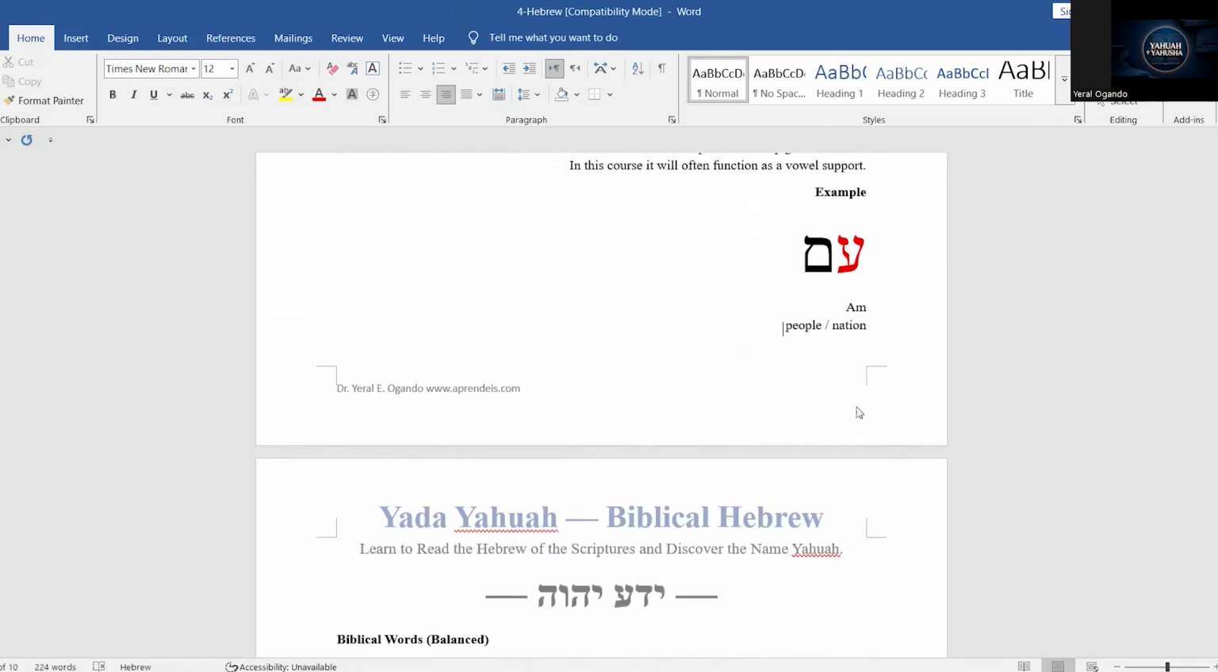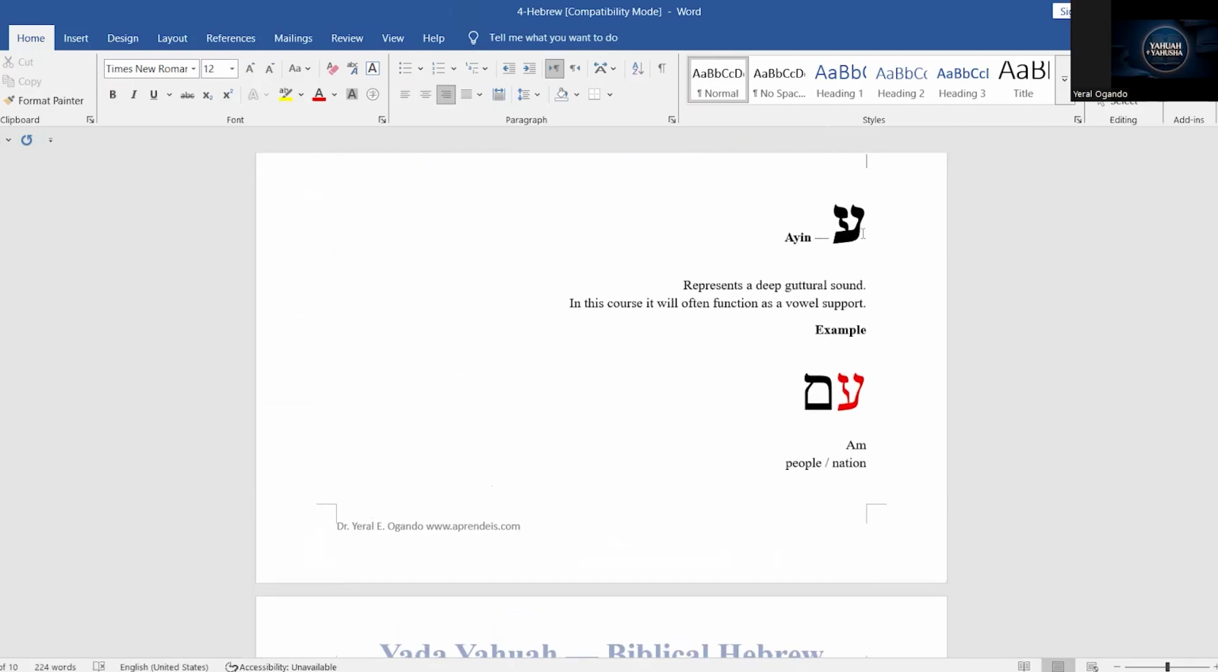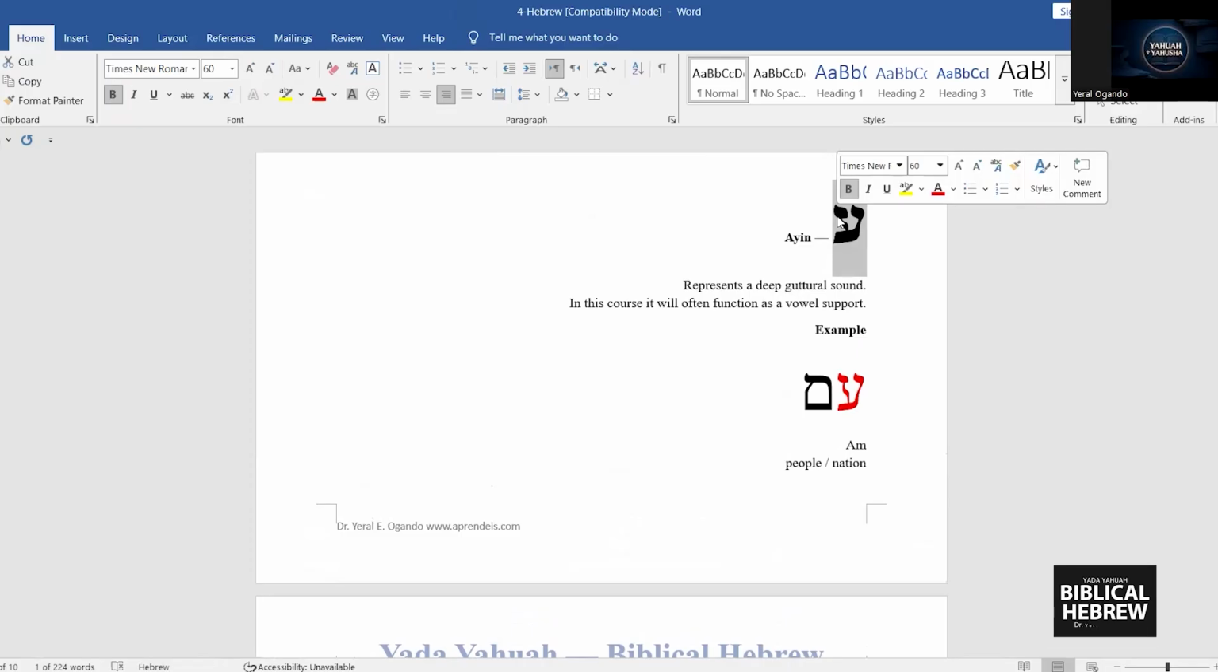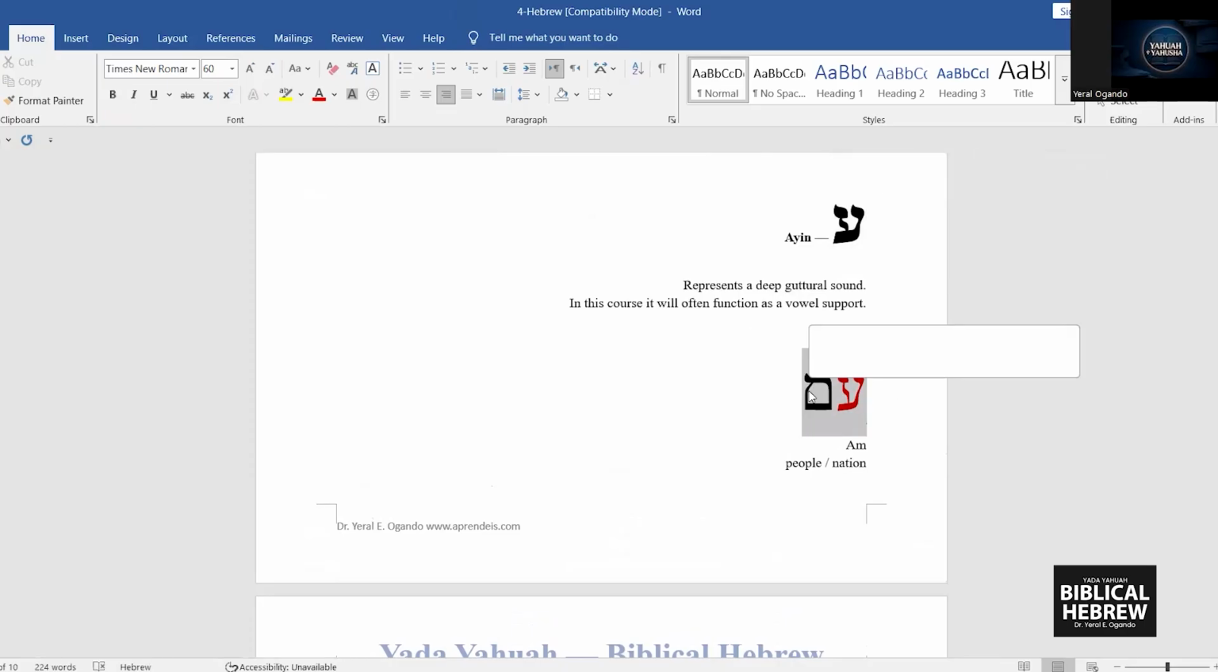And last one for today in this lesson is Ayin. Ayin, it has the A sound, okay? It's a little bit guttural sound, and most of the time it works as a vowel. Because you gotta remember, Hebrew does not really have vowels, okay? The consonants function as vowels, but Hebrew doesn't have vowels. So let's pronounce am, because this is mem sofit. Am is people, nation. Am.